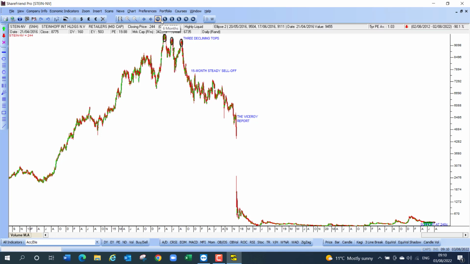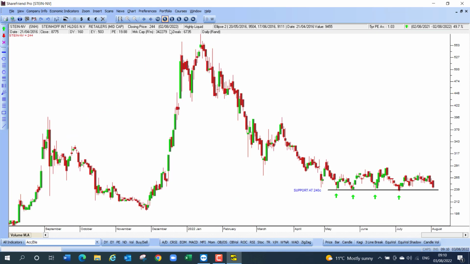Now I'm going to look at a more current picture. So this is the last year of Steinhoff, and you can see that when it made that triple top back then in 2016, it was 90 Rand a share. This peak here is at 5 Rand 55 cents, 555 cents, and it's fallen off from there.